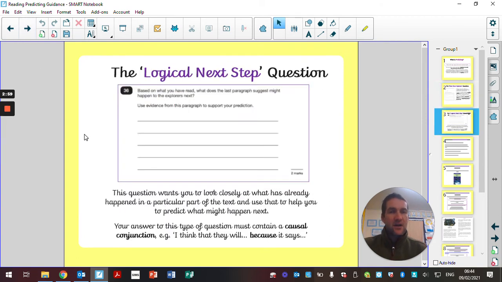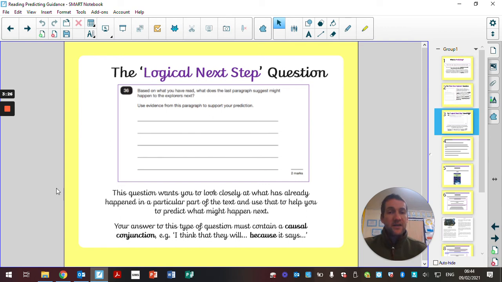The next type of predicting question is a logical next step question. This question wants you to look closely at what has already happened in a particular part of the text and use that to help you to predict what might happen next. Your answer to this type of question must contain a causal conjunction, e.g., I think that they will, because in the text it says, okay.